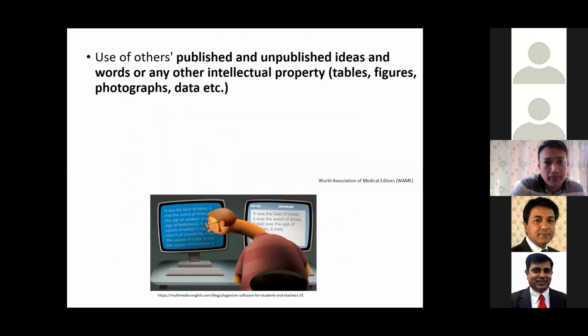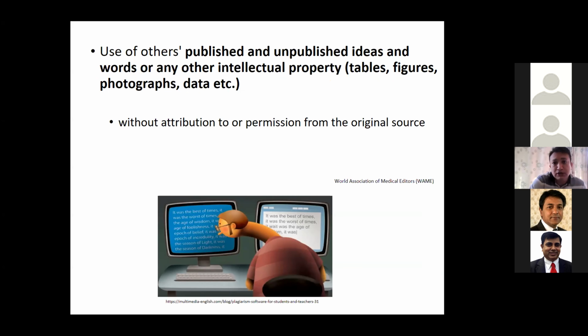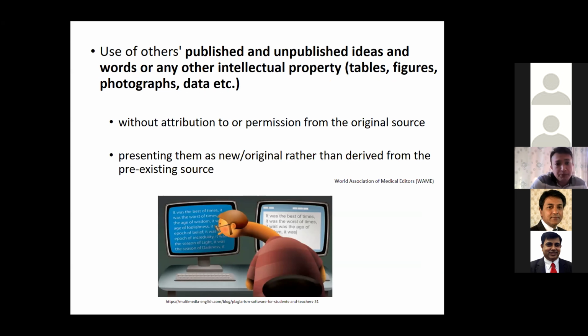So the World Association of Medical Editors has tried to explain the meaning of plagiarism: it means the use of others' published and even unpublished ideas and words or any other intellectual property, for example, tables, figures, photographs, data, etc., without attribution to or permission from the original source, and presenting them as new or original rather than derived from a pre-existing source.